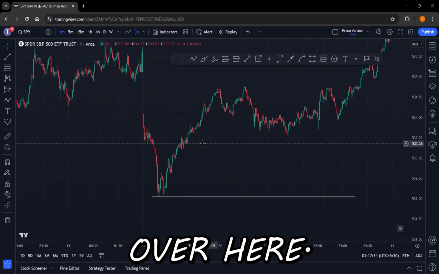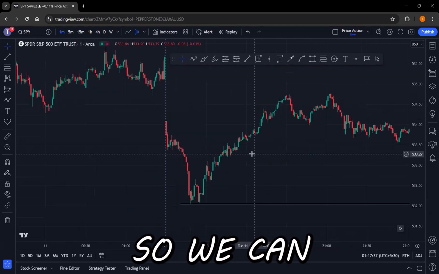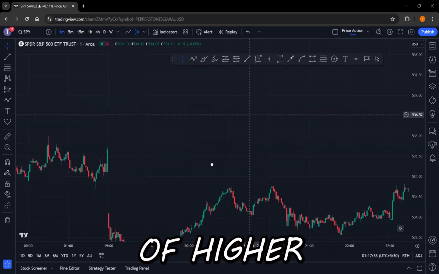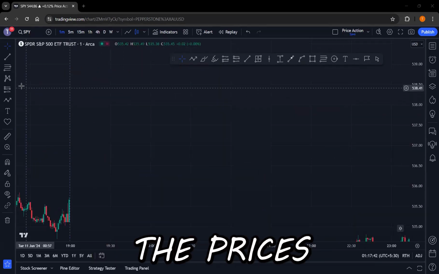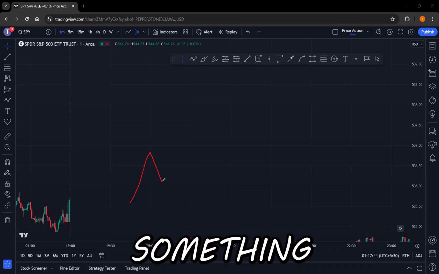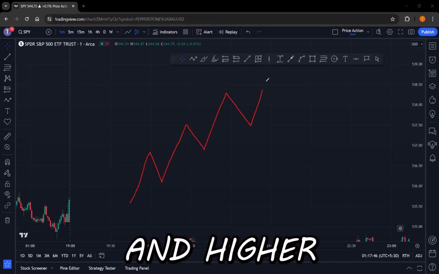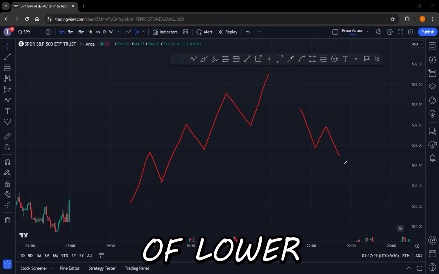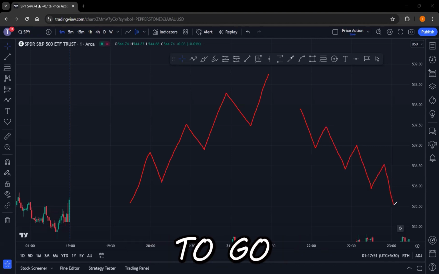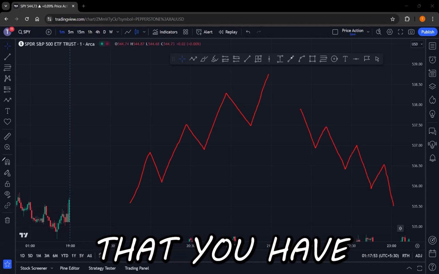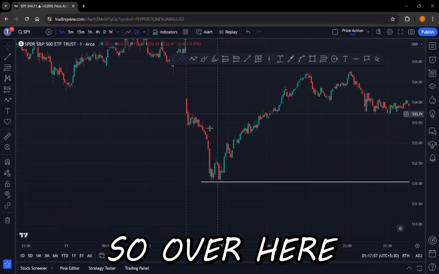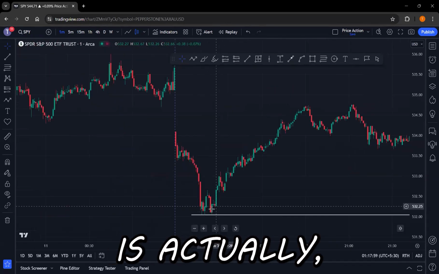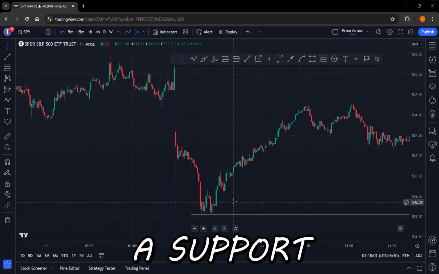So what's happening over here? Let's have a mark here. We can describe the market in a series of higher highs and higher lows. When the price is in an uptrend, it creates a series of higher highs and higher lows, and it creates a series of lower highs and lower lows when the market is about to go towards the downside. This is the major thing you have to remember while understanding the direction and the liquidity of the market. Over here, the price is making a support.